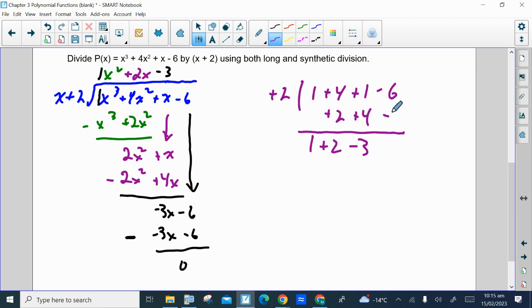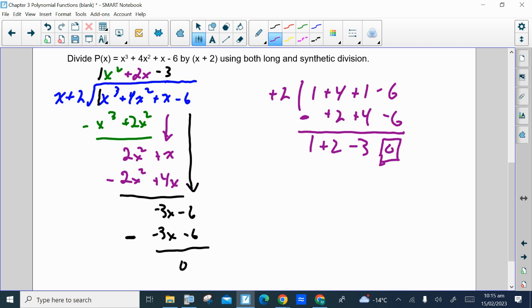Negative 3 times 2 is negative 6. And remember, you're subtracting. Right? In each case, you're subtracting here. Negative 6, take away negative 6. The minus minus becomes a plus positive. So it actually becomes negative 6 plus 6, which is 0. That last number is our remainder. So I always put a box around it.